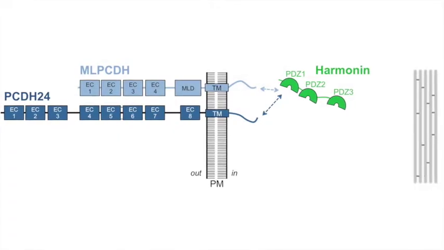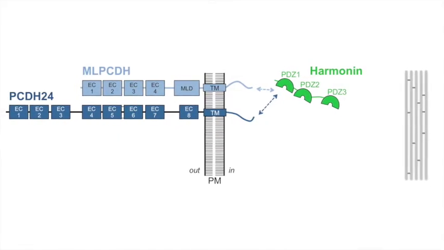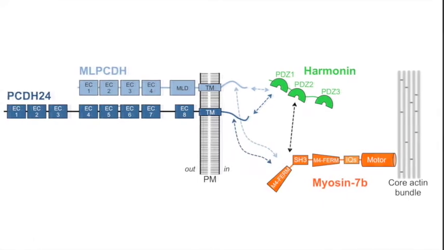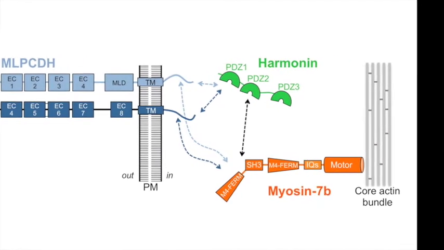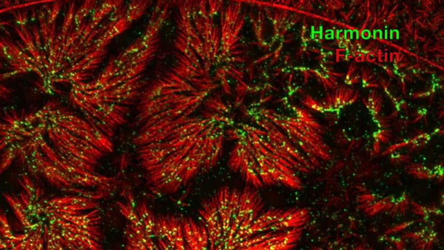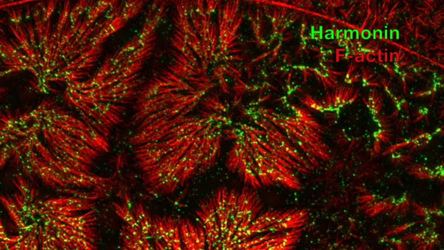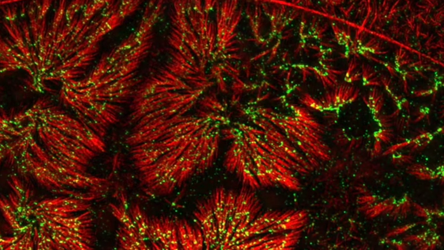Next, we became interested in trying to define the mechanism that drove the localization of protocadherin 24 and mucin-like protocadherin to the tips of microvilli. And for this, we used a combination of yeast two-hybrid and biochemical pull-downs to search for cytoplasmic binding partners. We found two molecules, harmonin, which contains 3 PDZ domains, and myosin 7b, an actin-based motor that has a very complex cargo-binding tail domain. Both harmonin and myosin 7b target specifically the tips of microvilli, just like the microvillar protocadherins.